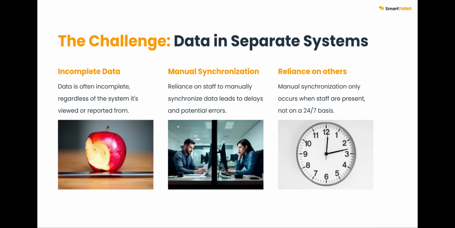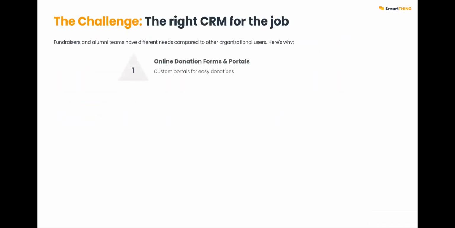But what about relying on staff, for example, for manual synchronization? This is also problematic. It can lead to delays and potential errors. Manual data synchronization isn't a 24/7 process. It only happens when staff are available. This raises questions like, when can I generate my data? Who do I need to check with first? Furthermore, with manual processing, you can't guarantee that your business rules are consistently applied. Errors can occur despite best efforts.